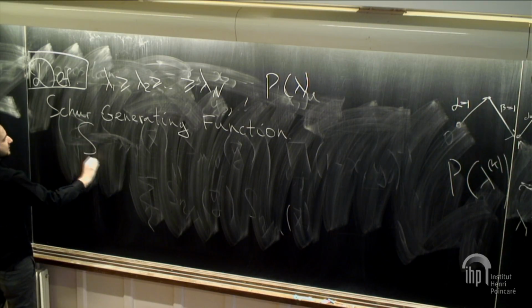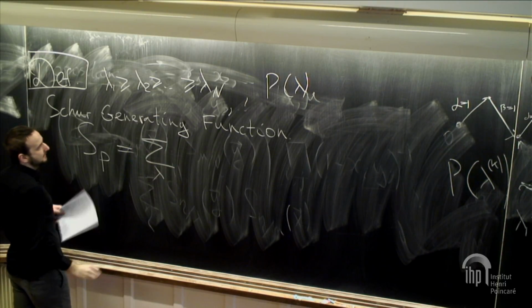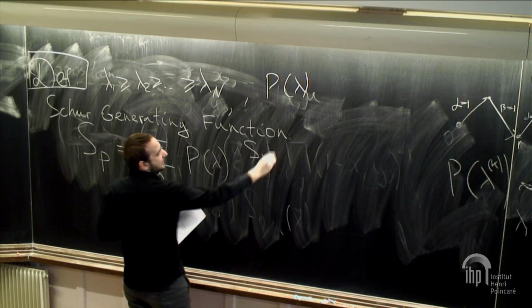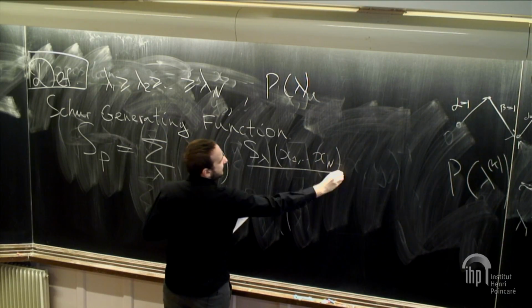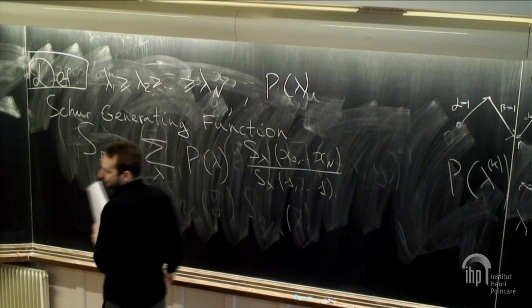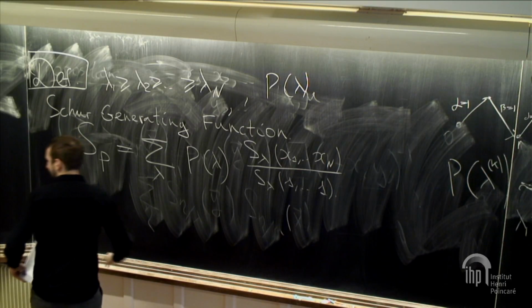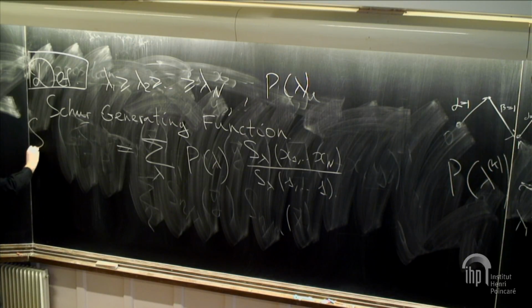That will be capital S indexed by p. And by definition, that will be the sum over all lambdas of p of lambda times the Schur polynomial at lambda of x1 through xn, divided by the Schur polynomial at lambda of 1, 1, ..., 1. OK, that's a definition. We have x1 through xn also on the left. Yes. Let's make it more explicit. Thank you. That's S_p.